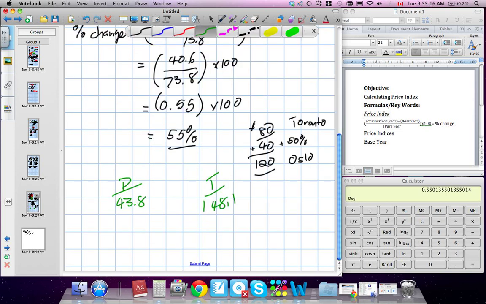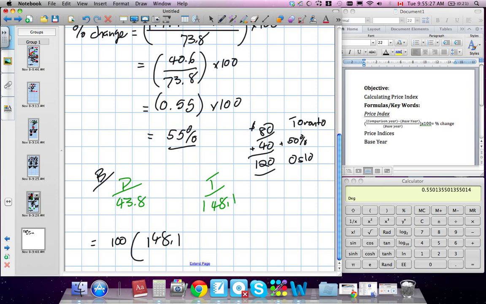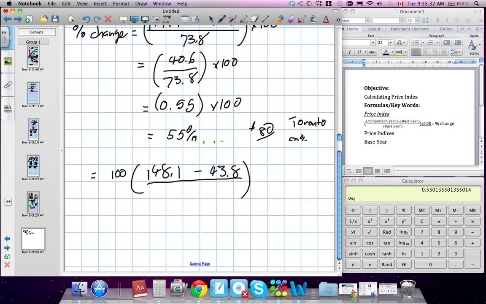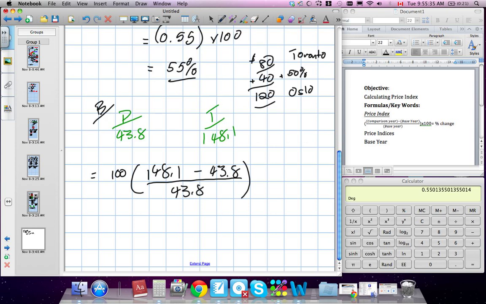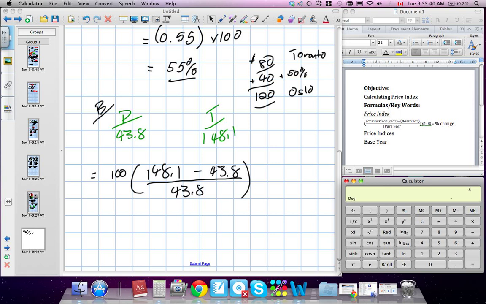Okay. Same idea. We're looking for percentage change. We'll use our first one where our base is our Delhi price. Okay? So percentage change is going to be 100 multiplied by our comparison price, which is 148.1, subtract 43.8, all divided by 43.8. So 148.1 subtract 43.8, divided by 43.8 and times 100.